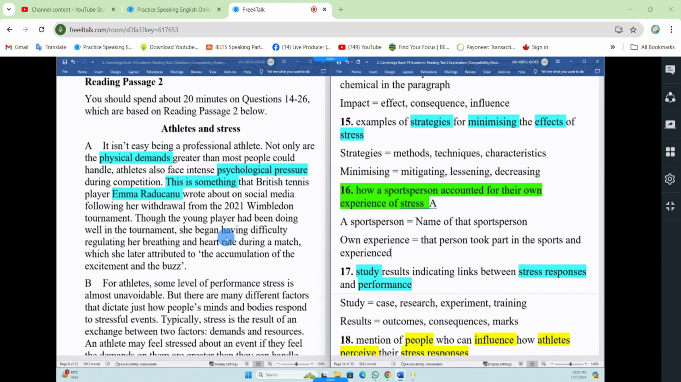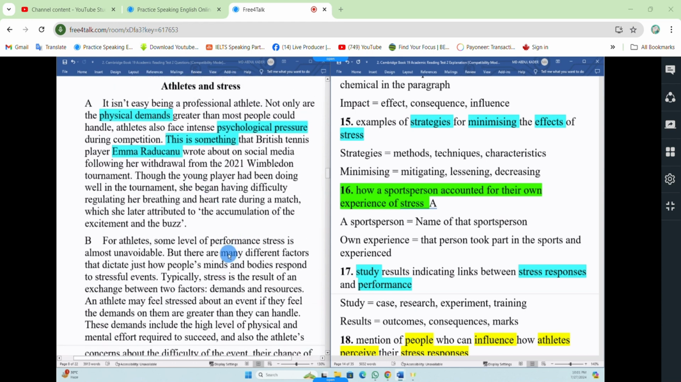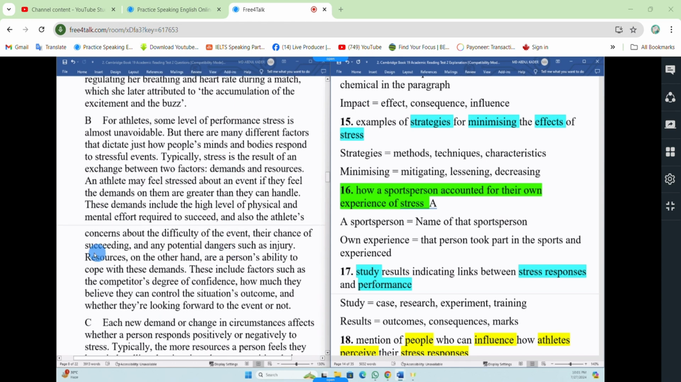Okay, now I would like to move to the next paragraph, paragraph B. I think paragraph B is bigger than paragraph A, but we have to read. Here we can see, for athletes, some level of performance stress is almost unavoidable. So here, some level of performance stress.